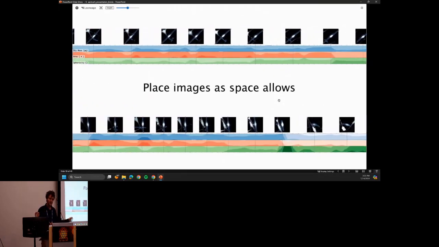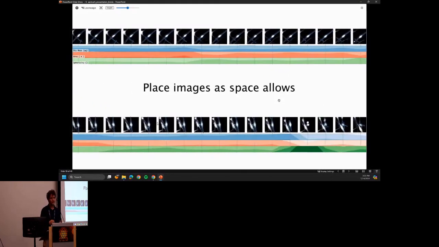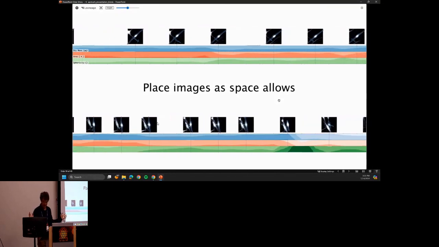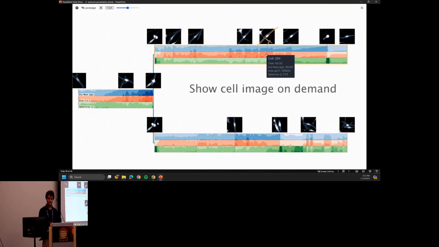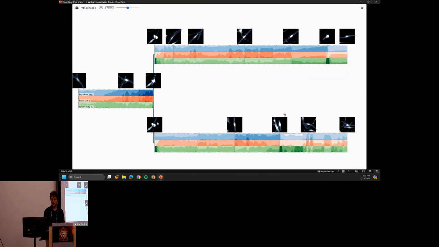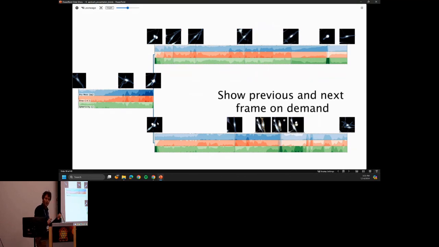Now, as I expand this view, more images are pulled in automatically. And similarly, as I condense it, we only show what we have space for. I can mouse over this time series to select any cell along this point that I want. And selecting one of the auto-populated thumbnails will pull in the previous and next frame to that image.